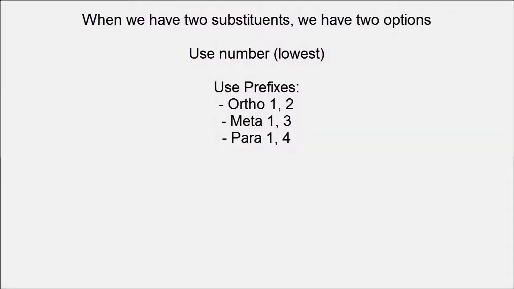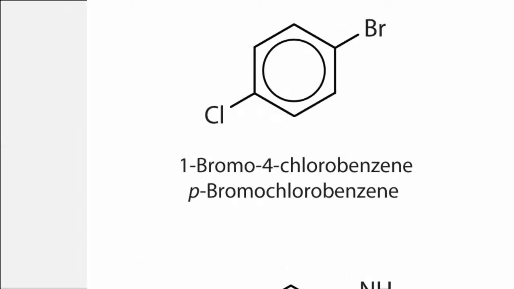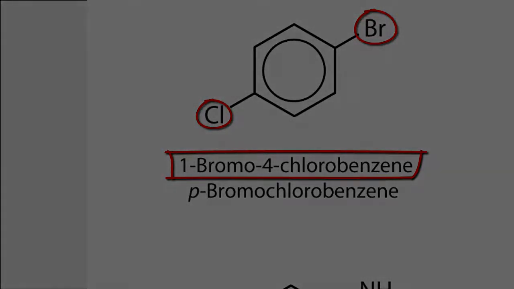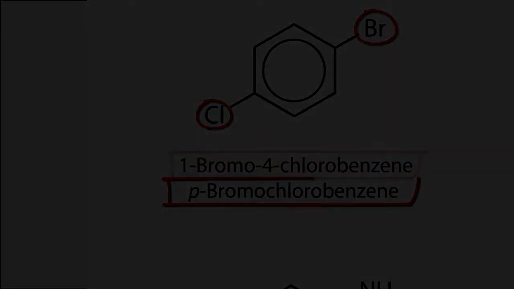When we have two substituents, we have two options: use the lowest numbers, or use prefixes: ortho for positions 1 and 2, meta 1 and 3, and para 1 and 4. Now we're going to see one example. First, we highlight the bromo and the chloro. The name of this compound will be 1-bromo-4-chlorobenzene, and with prefix it will be p-bromochlorobenzene.